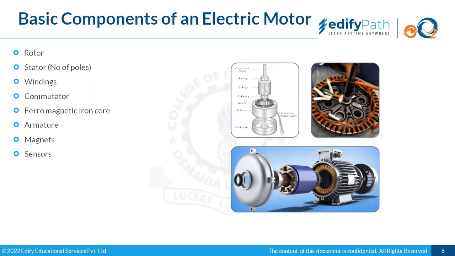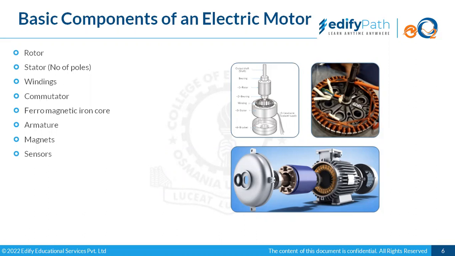Ferromagnetic iron core, so the iron core would be there, then the armature would be there, and permanent magnets would be there. The magnets could be of different types depending upon the motor. They could be rare earth magnets, or they could be permanent ferrite magnets, depending upon the type of the motor.